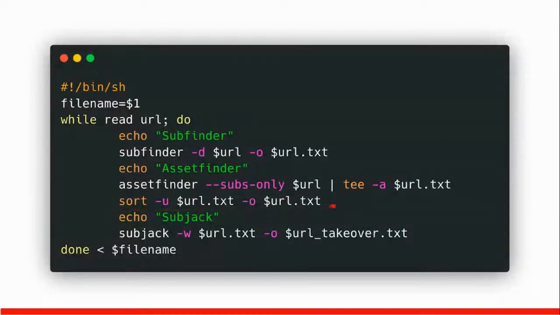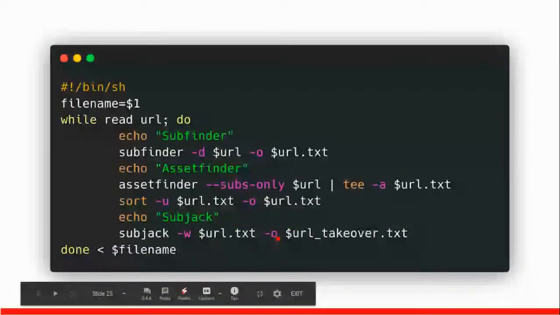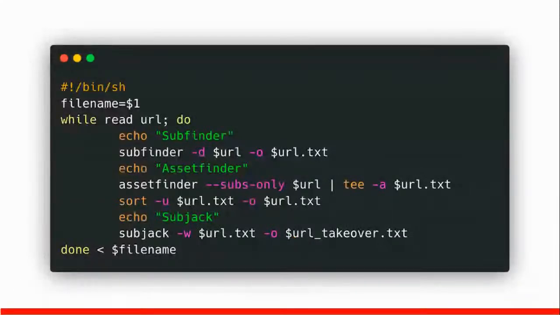Now once we have our subdomain file ready in url.txt, the next part is to run Subjack on it. So subjack -w, which means the wordlist that we are passing to it, and then the output. The output will be stored in $url_takeover.txt. Once you have run it, you will get the list of subdomains that were vulnerable for subdomain takeover. But Subjack just gives you the possibility that it's vulnerable. The next part is to be done by you, to check whether it's actually vulnerable or not. I'll come back to this part later.